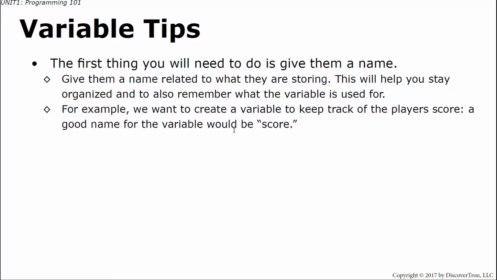Or if you use something that's very generic. For example, we want to create a variable to keep track of the player's score. A good name for the variable would be score. If you use names like variable 1 or variable 2, that's not going to be very precise or very good for long-term usage of your program, or it wouldn't allow other people that looked at your program to be able to see what you're doing.